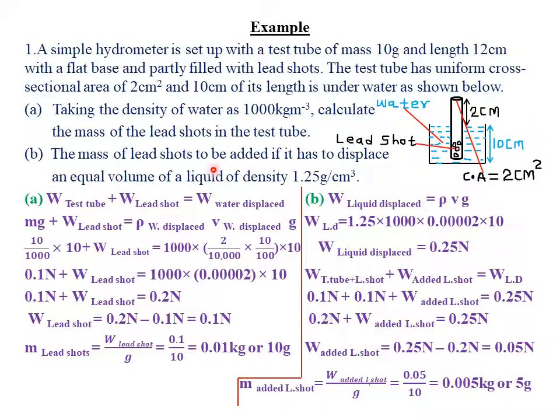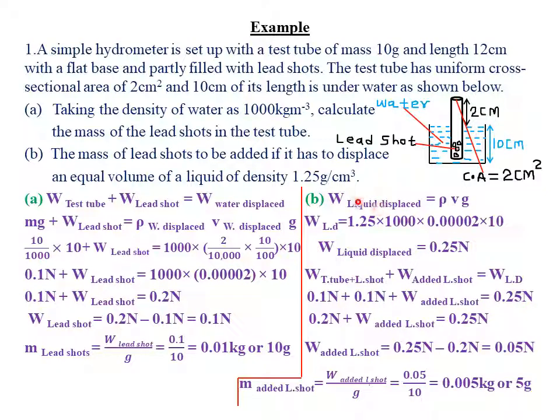So in order for us to find the mass of the lead shots to be added, again we'll simply equate the sum of the upward forces and the downward forces. Because we are using a different liquid apart from water, it simply means that the upthrust will also change, because remember, each liquid offers a different value of upthrust. So we'll be forced to calculate a new value of the upthrust due to this particular liquid.